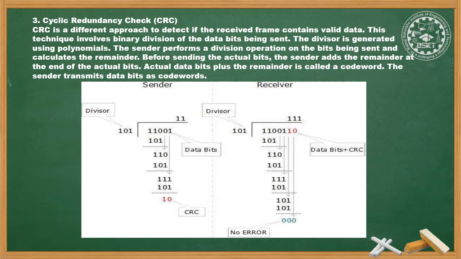Before sending the actual bits, the sender adds the remainder at the end of the actual bits. Actual data bits plus the remainder is called a code word. The sender transmits data bits as code words.